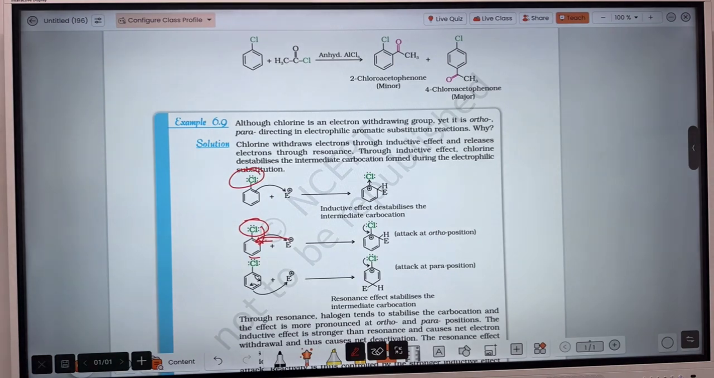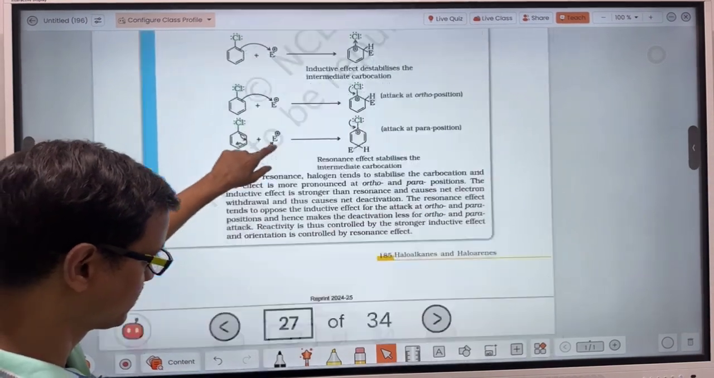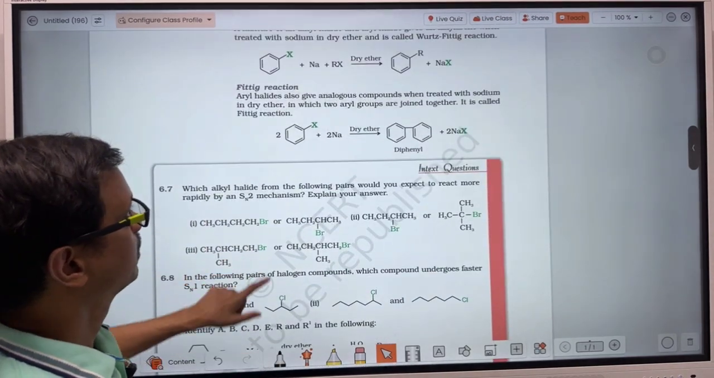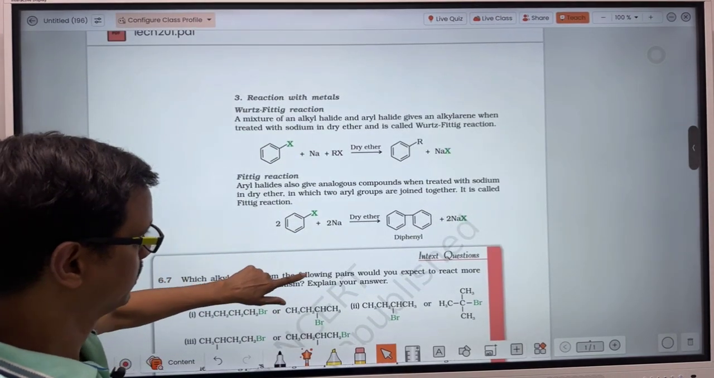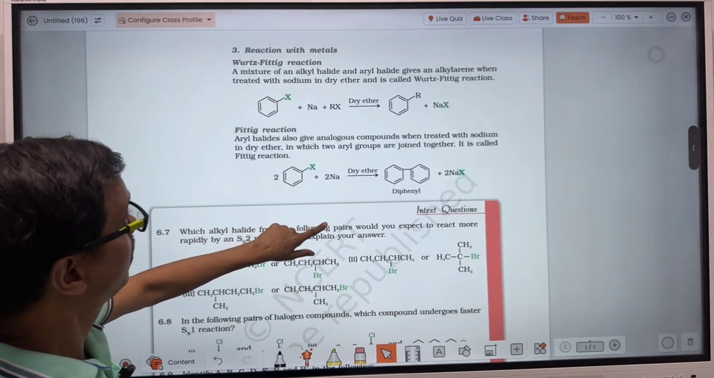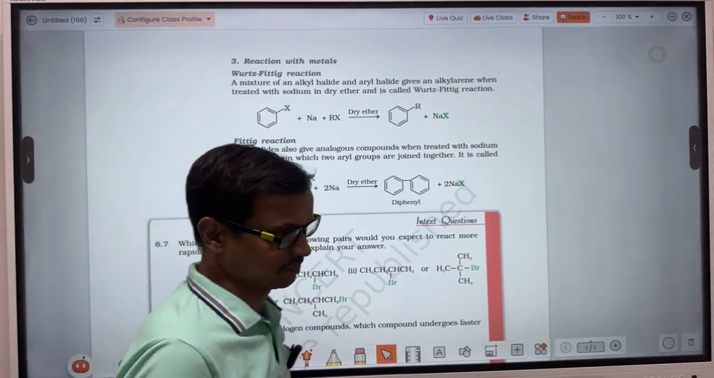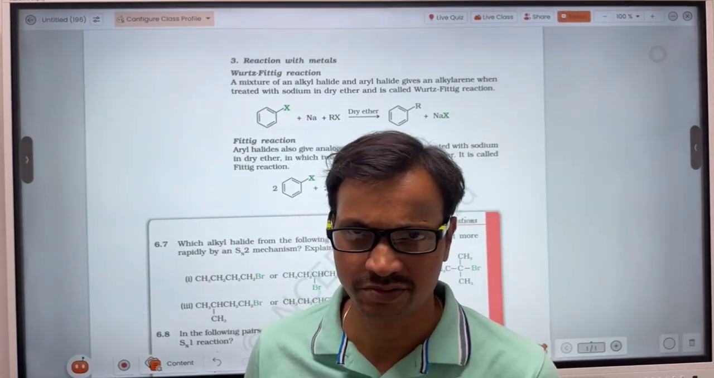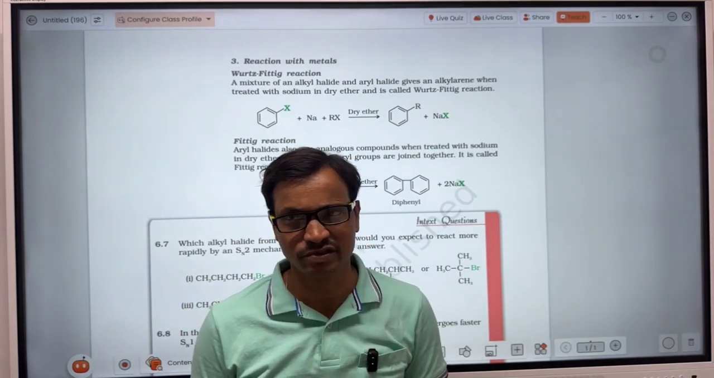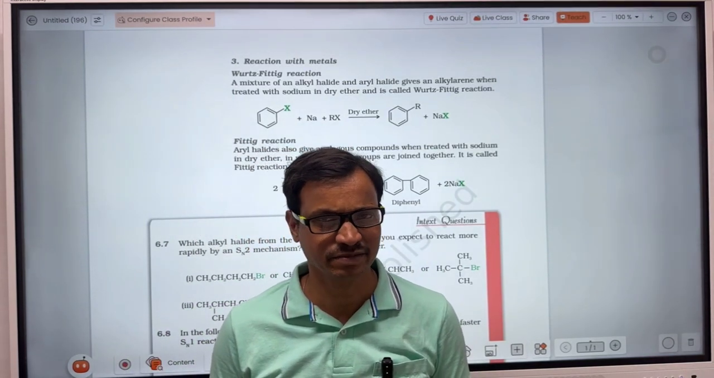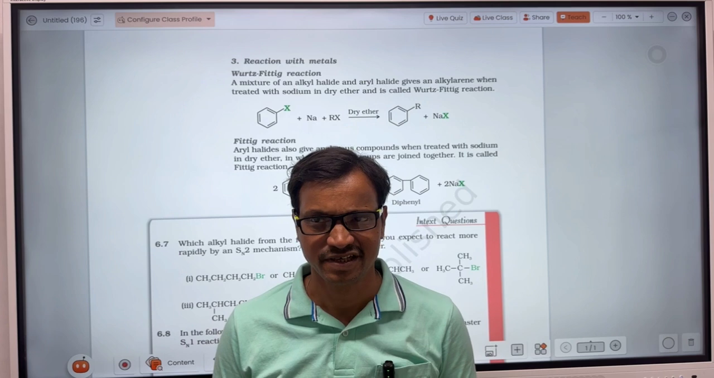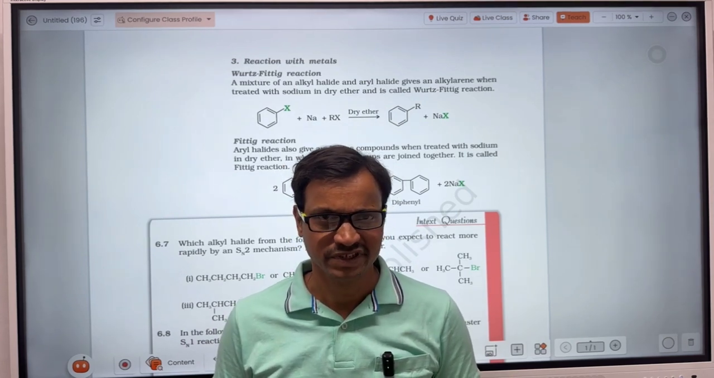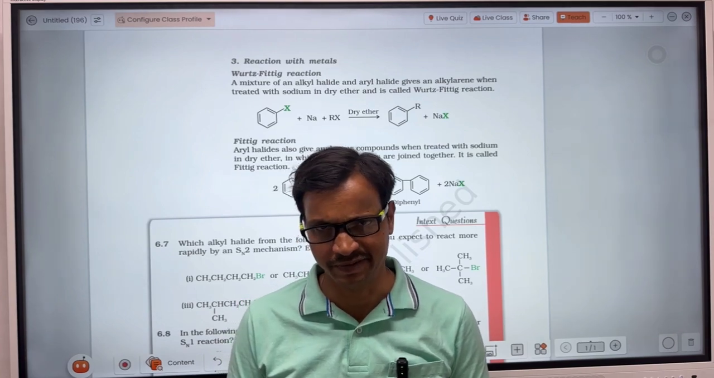That's the reason here. Although chlorine is a highly electronegative element, even though that reacts there, it is an ortho-para directing group. Why? Due to the presence of 3 lone pairs of electrons at the chlorine, the electron cloud density at the ortho position as well as at the para position increases, and that's why chlorine is an ortho-para directing group, even though it is a highly electronegative element.